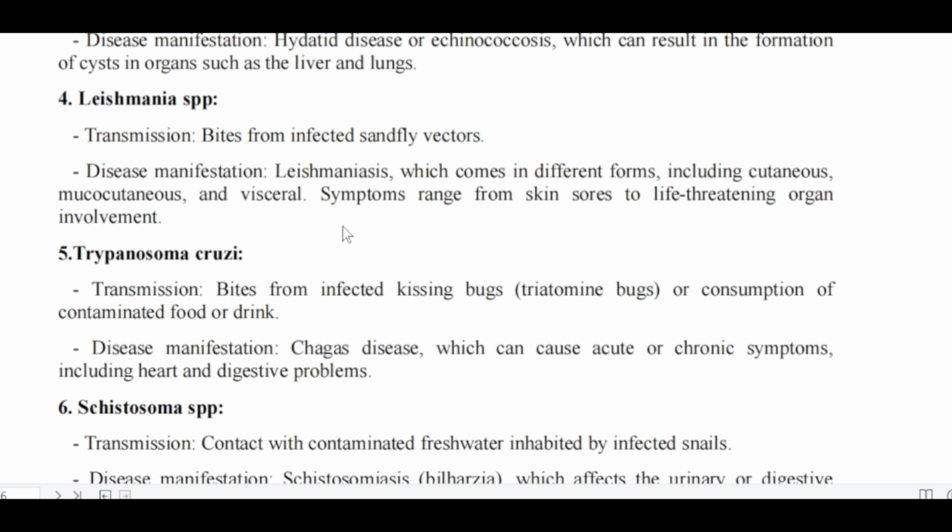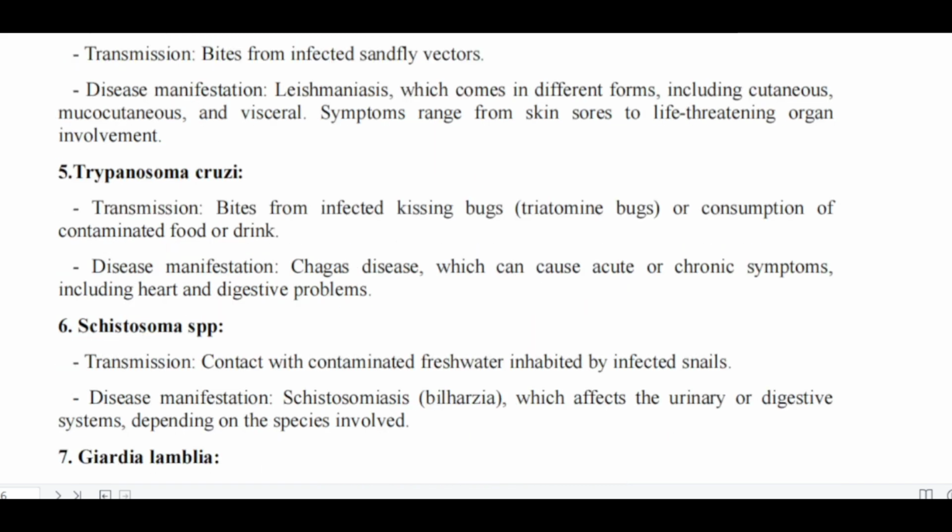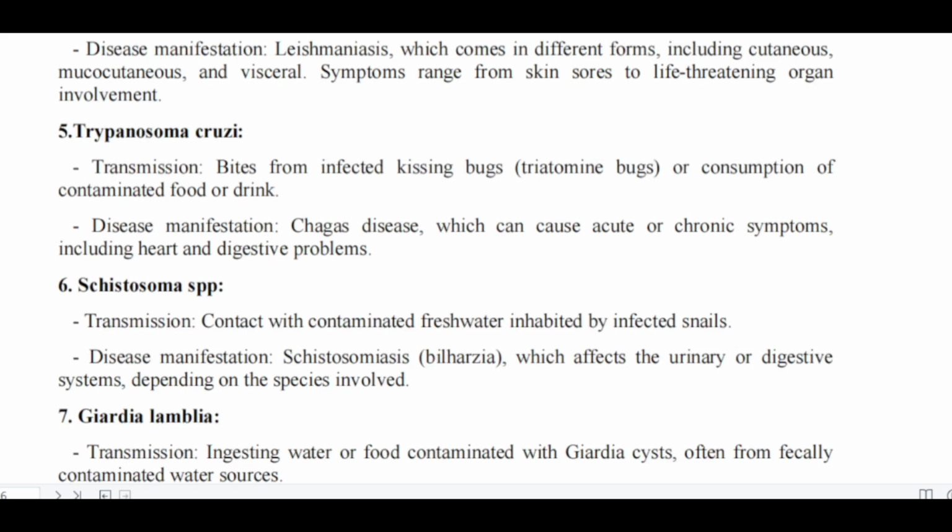Sometimes it can be mistreated and look like it's cancer, not actually a parasitic disease. It can be misdiagnosed. That's one difficult part of parasitic diseases. They can be easily misdiagnosed.